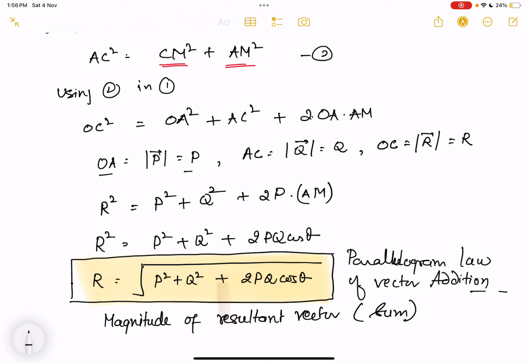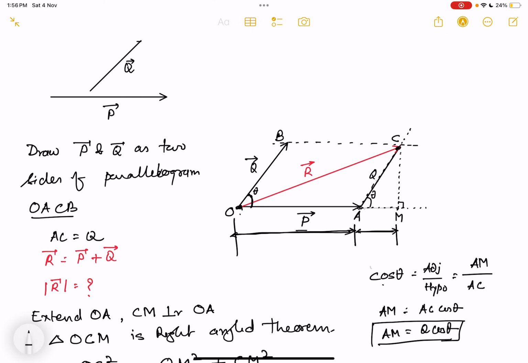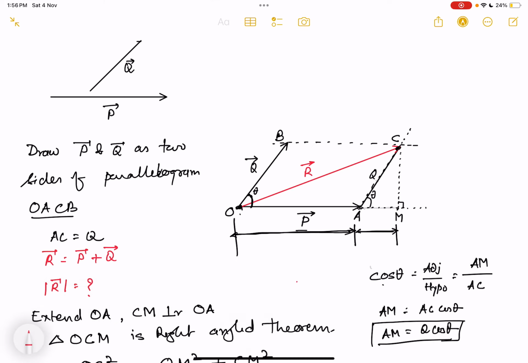What about the direction of the resultant? How do we get the direction of the resultant? So to get the direction of the resultant, we do more work. We always measure the direction with respect to one of the original vectors.